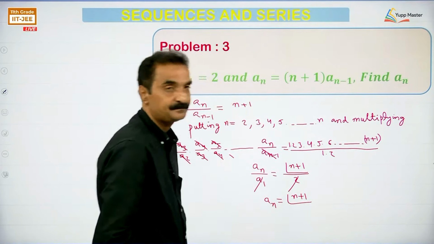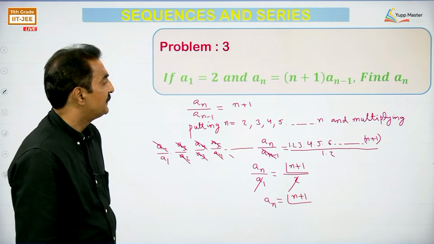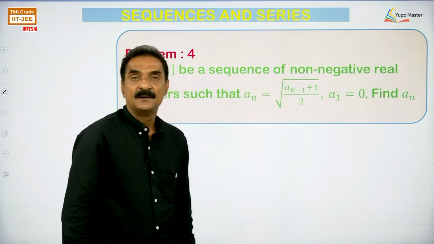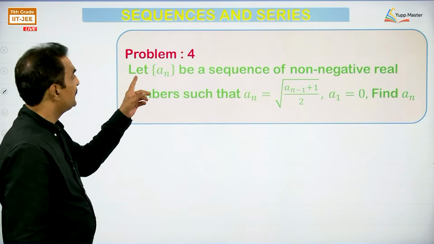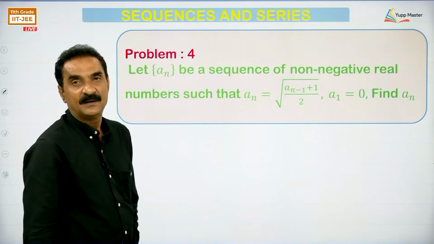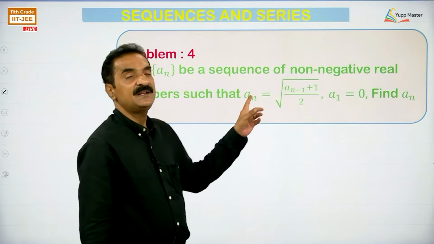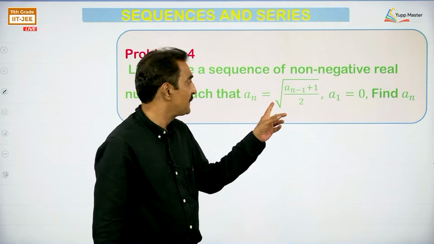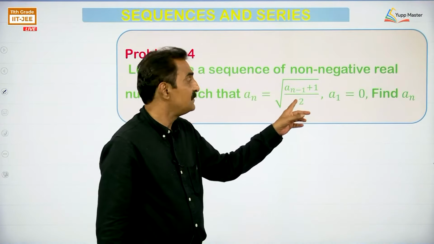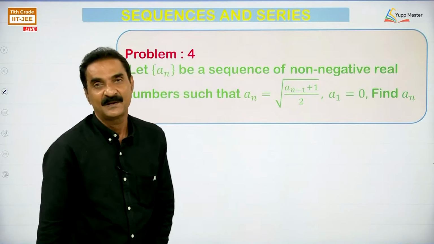Alright. Now, the next question. Let an be a sequence of non-negative real numbers such that an is equal to the square root of an minus 1 plus 1 by 2, and a1 is given as 0, then find an.